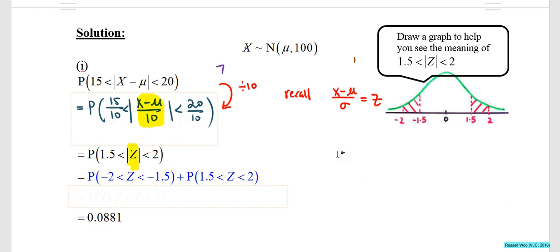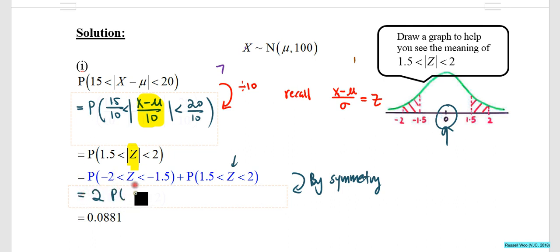And by symmetry, from here to here is by symmetry. Since the z is symmetrical about 0, then this is equal to 2 times the probability of z between 1.5 and 2. Then this one to this is by GC.